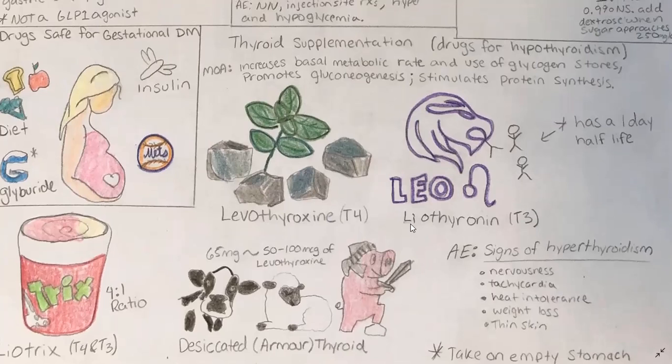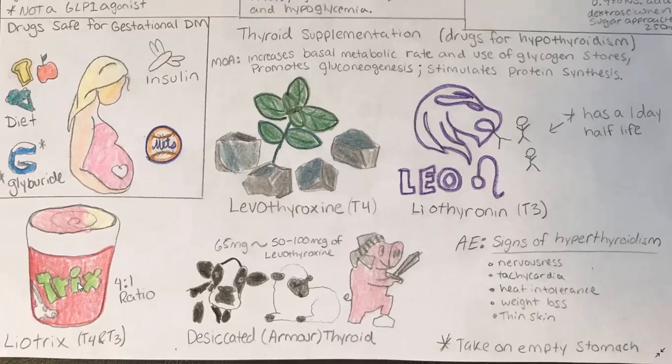Next, we have liothyronine. This is the zodiac symbol Leo, and there are 3 people here for T3. One of them is being eaten in half because liothyronine has a 1-day half-life. That is opposed to levothyroxine, which has a much longer half-life of about, I believe, 6 to 8 days.